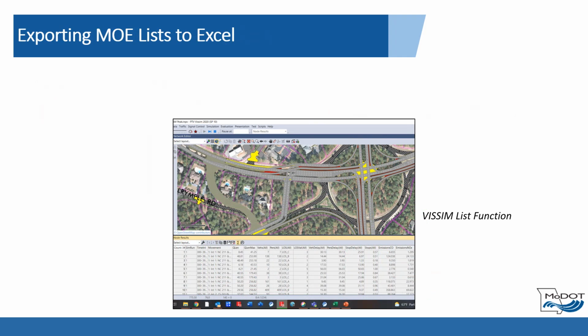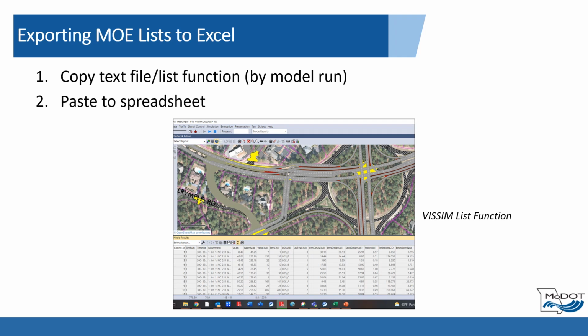The process of extracting MOE data produced by model runs in Vissim can be done in two ways. The first option is to copy output information from individual output files opened through a text editor program and paste them into a spreadsheet. The second option is to use the list function within the Vissim program, as shown here. Data can be produced for individual runs or multiple runs and can include maximum, minimum, mean, and standard deviation output directly from the file run or list.